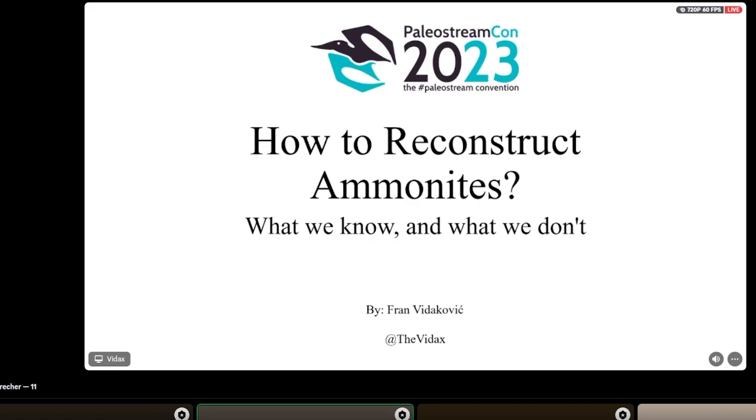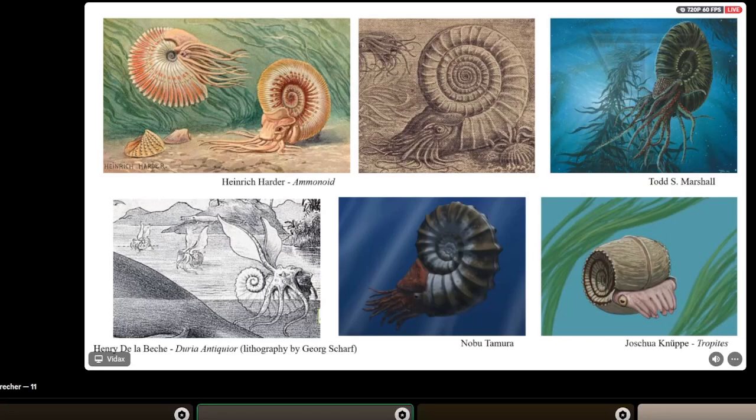So historically, ammonites have been reconstructed various ways through art, and these reconstructions started all the way back in the 19th century. Some of them are pretty not accurate for today's standards, and most of them were kind of just copy-pasted nautiluses. Only recently there has been a change to that trend, and now I will try to show you why.